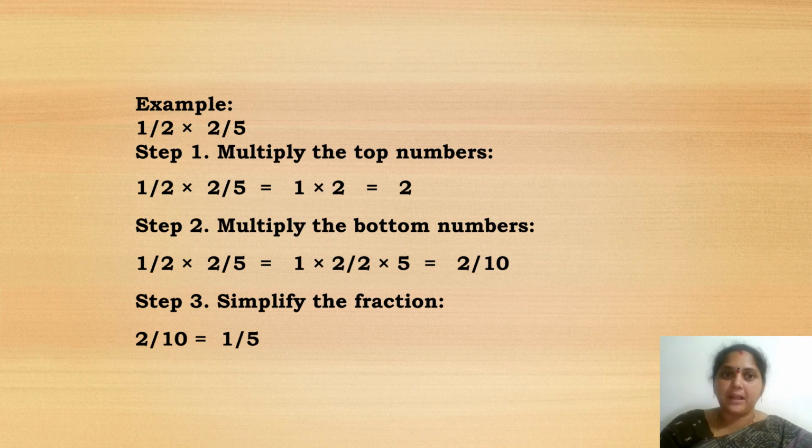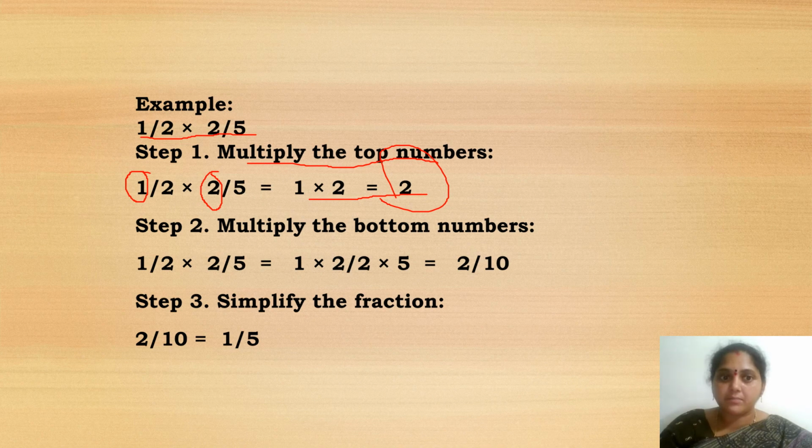For example, I will take 1 by 2 into 2 by 5. Step 1: multiply the top numbers. How are we going to multiply the top numbers? Here we have 1 and 2. We multiply 1 into 2. When we multiply 1 into 2, what answer do we get? That is 2. Our answer is 2.